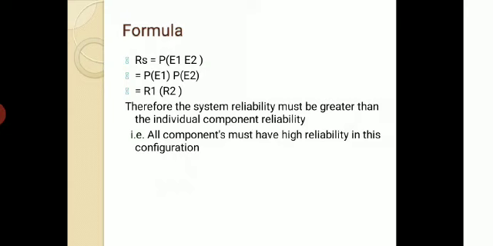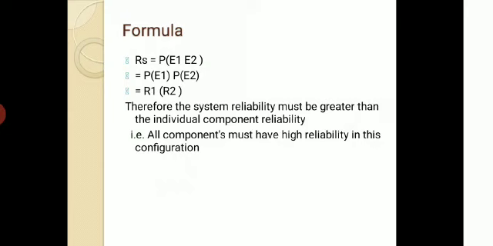R1 is the reliability of component 1, R2 is the reliability of component 2. That reliability is performing a required function in a stipulated period of time under stated conditions. So P(E1), E1 is the component does not fail. The probability of a component not failing is nothing but reliability. It is performing its function. Same for P(E2). So this is the formula for the series system configuration: RS is equal to R1 into R2.